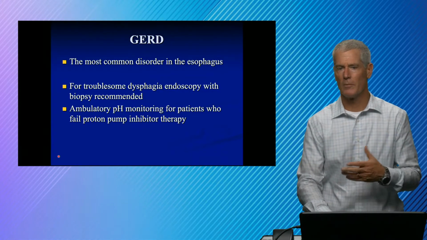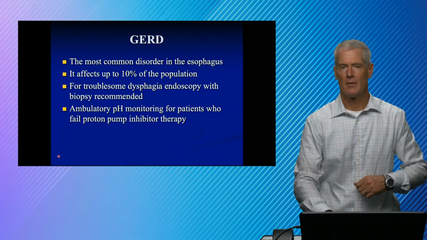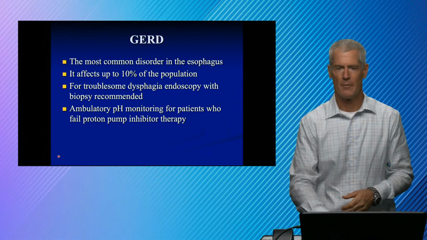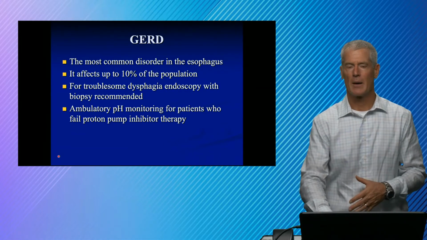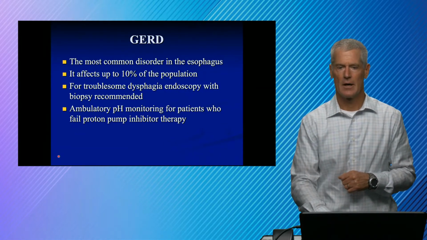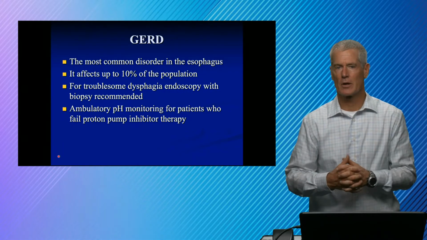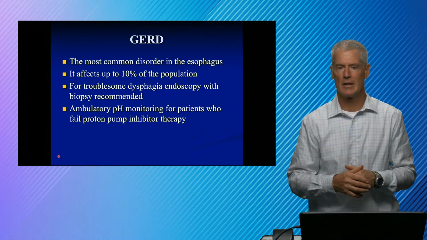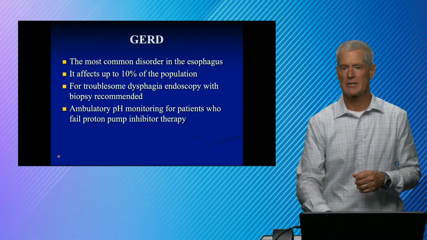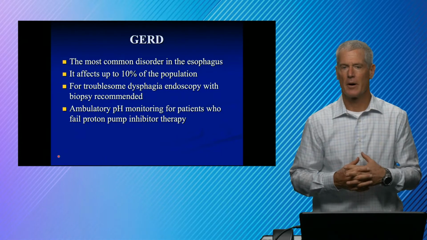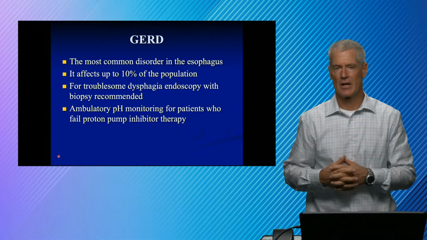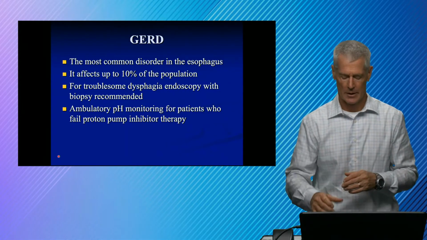So GERD is one of the most common disorders of the esophagus, maybe 10% of the population. So a huge number of patients have problems with peptic ulcer disease and associated things. If they have severe peptic ulcer disease, they will often get a biopsy, and sometimes we measure pHs, especially if they're failing proton pump inhibitors, because we can actually look at the acid content and they might have something else going on.